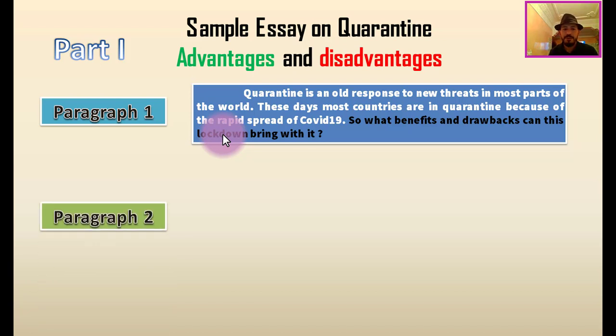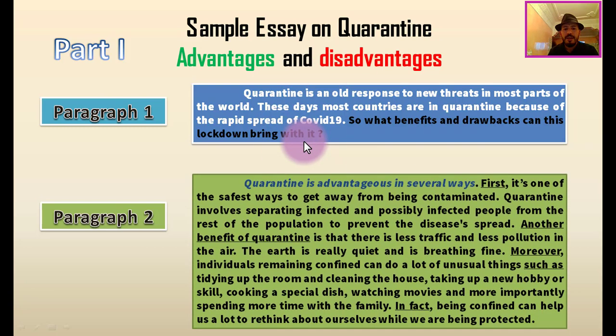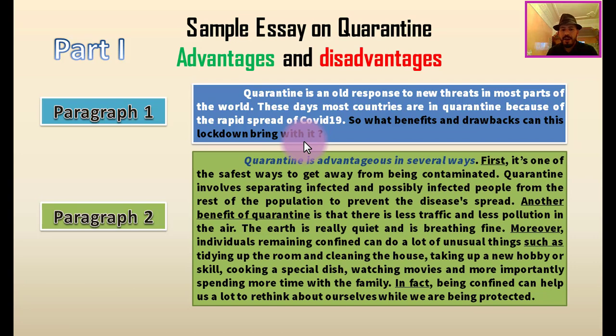Paragraph number 2, look, it's in green, so I'm going to talk about advantages. This paragraph is about advantages only, so you cannot write advantages and disadvantages in one paragraph. You have to split things apart. So this is the second paragraph.